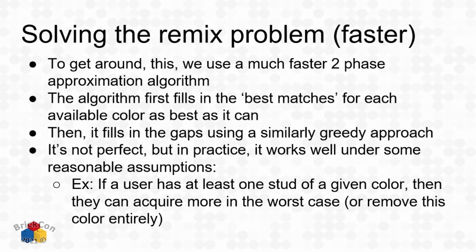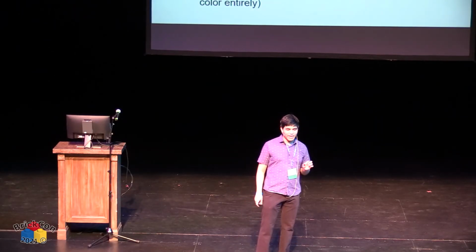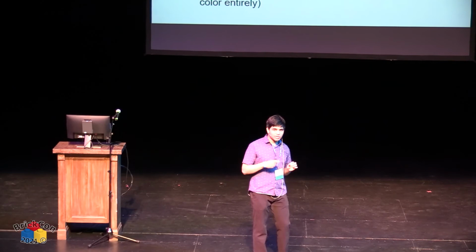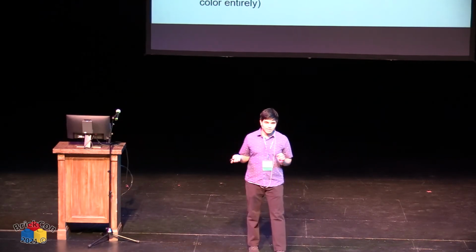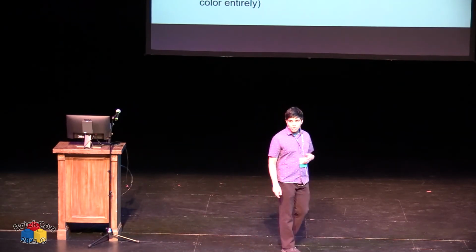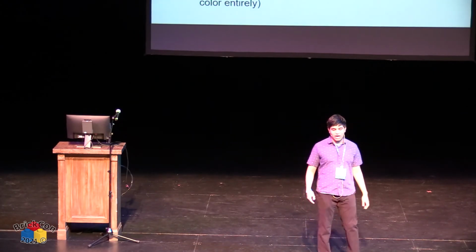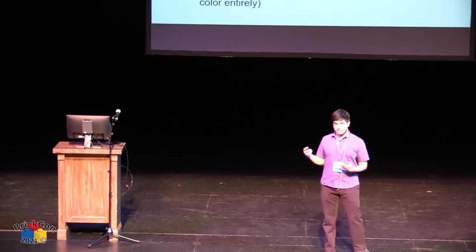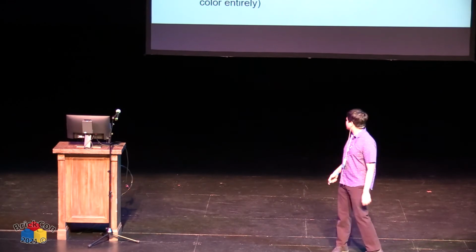It's not perfect, but in practice, it works very, very well. And the reasons it works well are very interesting. In most cases, if the closest color was white, then it's reasonable to assume that the user has a bunch of white studs or is able to acquire more. So this two-phase approach allows us to very easily, quote unquote, fix bad images.